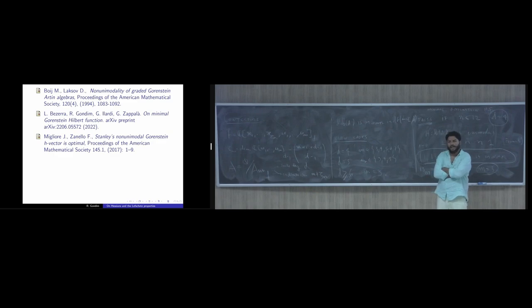Tomorrow, I'm going to link the first lecture about Hessians with the theory of Artinian Gorenstein algebras and introduce higher order Hessians to give some kind of higher order Gordan-Noether theory. Okay, if you have any questions, I'm here. If not, thank you.